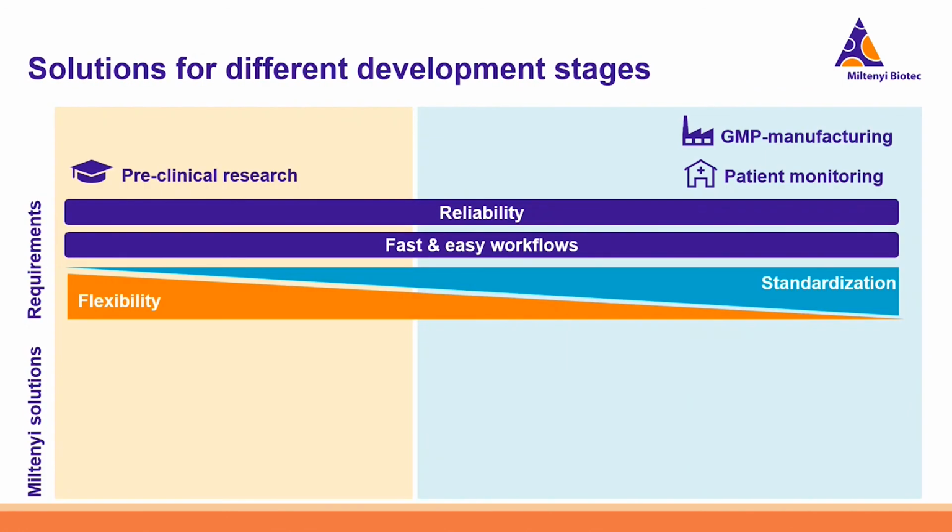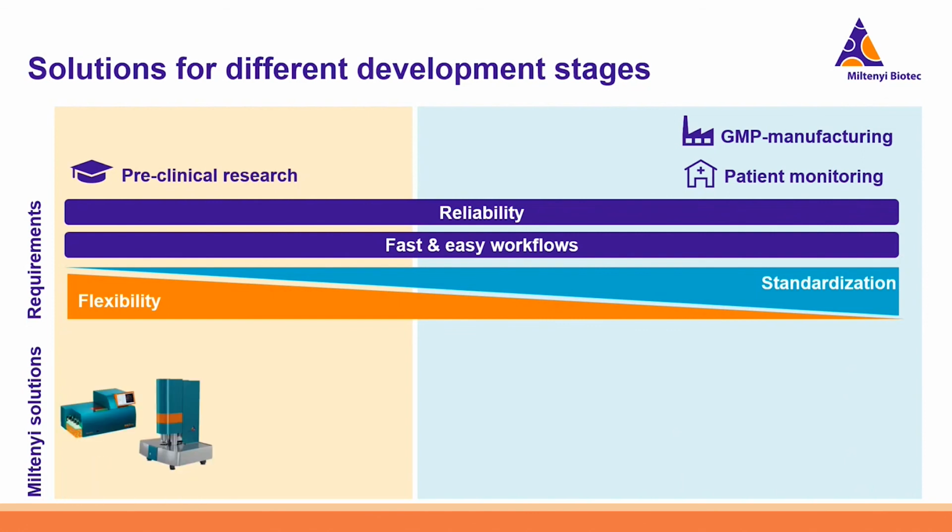To sum up, here you can see again the introduction slide with the requirements throughout the CGT drug development process. And as you can see and probably know from your own experience, some needs stay the same and some change as you progress in the clinical trial. So you will always need reliable assays and fast and easy workflows. Whereas in the early discovery phase, you will need flexible assays to answer different scientific questions. But as you progress in the clinical trial phase, highly standardized assays are absolutely required. And the products we have just presented to you are designed to fit exactly these needs.